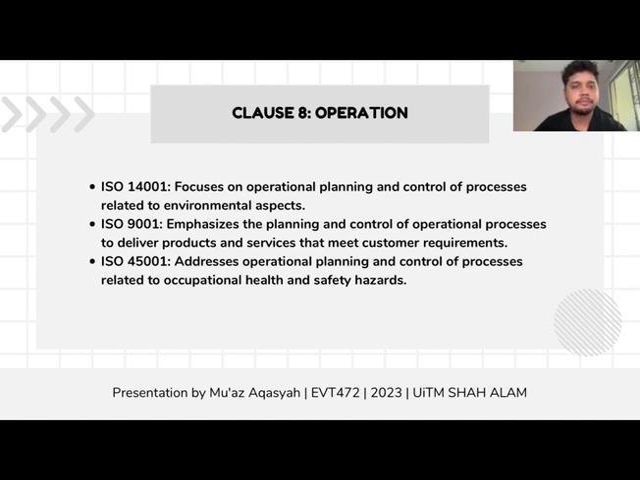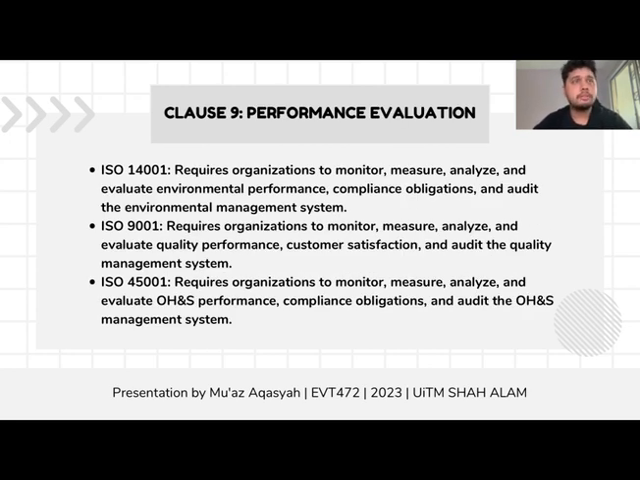For clause 9, which is performance evaluation, for ISO 14001, it requires organization to monitor, measure, analyze, and evaluate environmental performance, compliance obligations, and audit the environmental management system. While ISO 9001 requires organization to monitor, measure, analyze, and evaluate quality performance, customer satisfaction, and audit the quality management system. And ISO 45001 requires organization to monitor, measure, analyze, and evaluate occupational health and safety performance, compliance obligations, and audit the occupational health and safety management system.